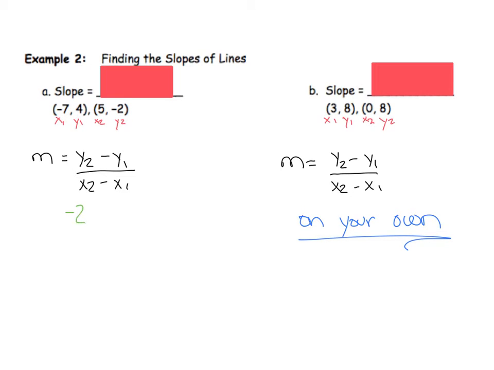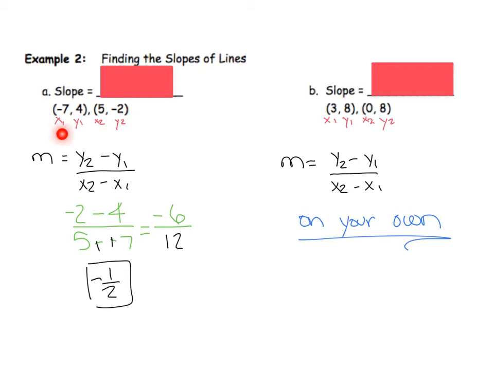So y2 is negative 2 minus y1, which is 4, divided by x2, 5, minus x1, negative 7. All right, if I simplify this, negative 2 minus 4 is negative 6, over, I do notice that these double negatives turn into positives. So I get 5 plus 7. It's a grand total of 12. And I believe we can reduce negative 6 over 12 to a negative 1/2. So the slope then for this line that will contain these 2 points is negative 1/2.